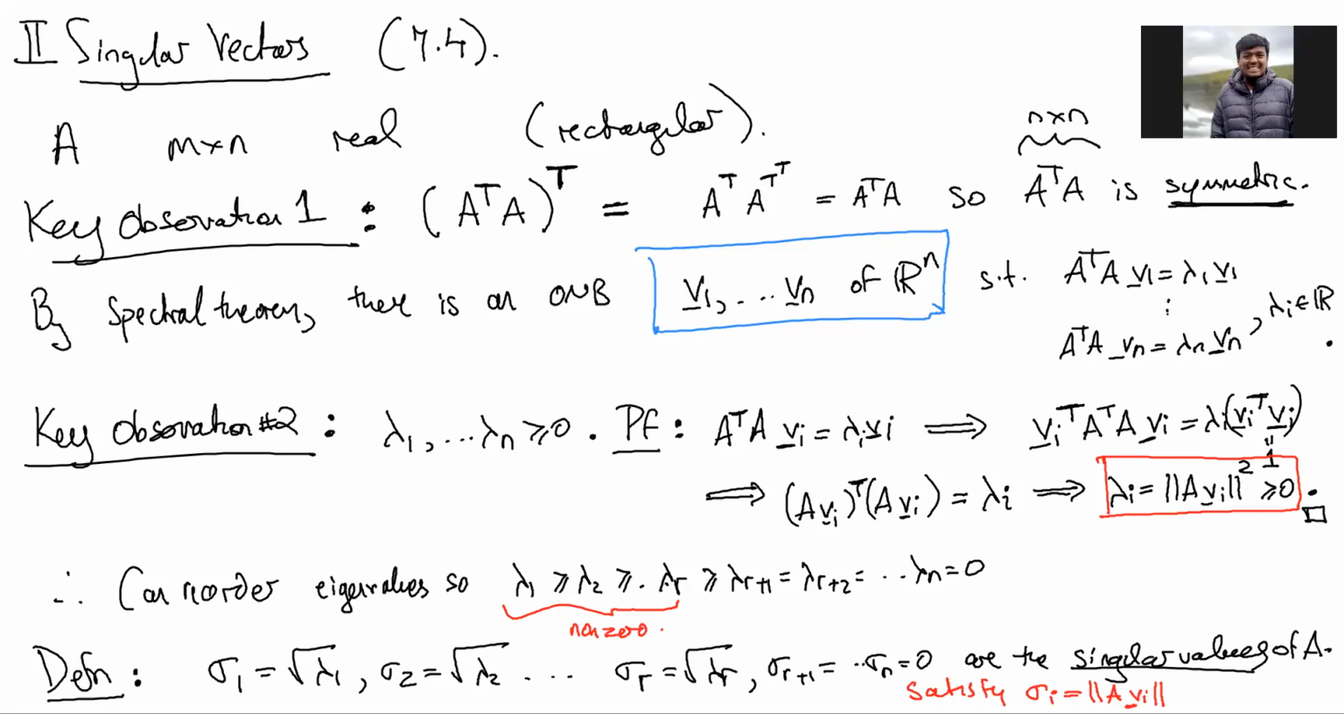I think I missed it exactly, but what are we defining for r? Oh yeah, sorry. r is the number of non-zero eigenvalues. Oh, okay.